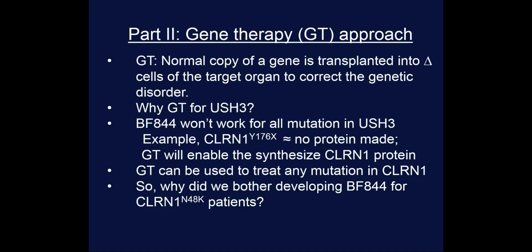The small molecule BF844 won't work for all mutations in Usher. For example, with Y176X, essentially no protein is made. BF844 is only useful if there is a mutant protein present and with a particular type of mutation. Whereas gene therapy will enable the synthesis of Clrn1 protein irrespective of the nature of the mutation. Then you can ask the other question: why did we bother developing BF844 for Clrn1 N48K if gene therapy looks like it might work?